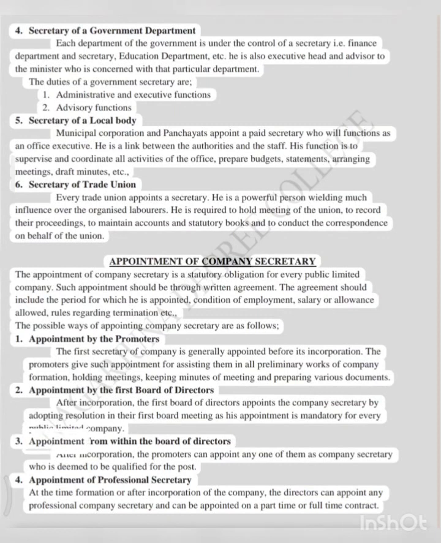3. Appointment from within the board of directors. After incorporation, the promoters can appoint any one of them as company secretary, who is deemed to be qualified for the post. 4. Appointment of professional secretary. At the time of formation or after incorporation of the company, the directors can appoint any professional company secretary, who can be appointed on a part-time or full-time contract.